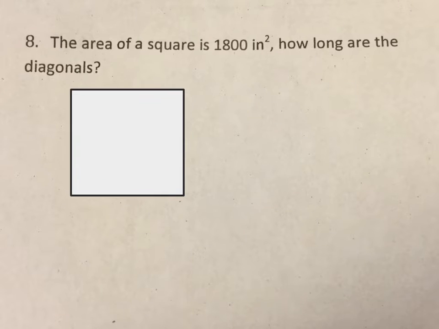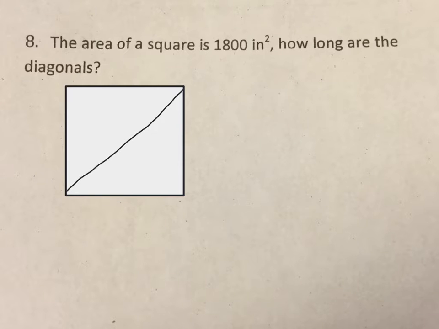And I know the area of that square, and I want to figure out how long the diagonals are. So a diagonal goes from corner to corner. D for diagonal. Okay, and this happens to be a right triangle. So if I were to be able to find the side lengths, I could use Pythagoras and figure out what that diagonal is. Okay, perfectly sane way to do this.